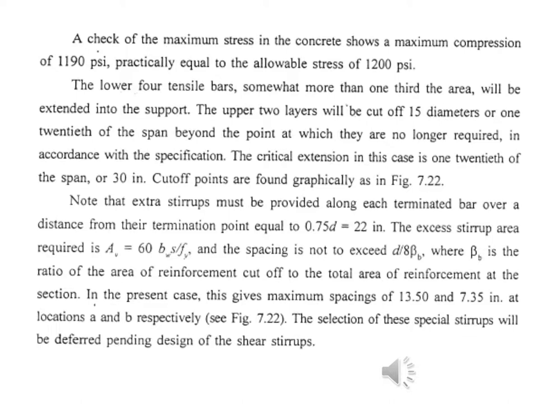The spacing is not the AC, the D divided by the A beta C. The beta B is the ratio of the area of reinforcement cut off to the area of the reinforcement at the section. In the present case, this gives a maximum spacing of 13.50 and 7.35 inches at the locations A and B respectively. The threshold of D, especially stirrup arc, will be the disadvantage depending on the design of the stirrup arc.